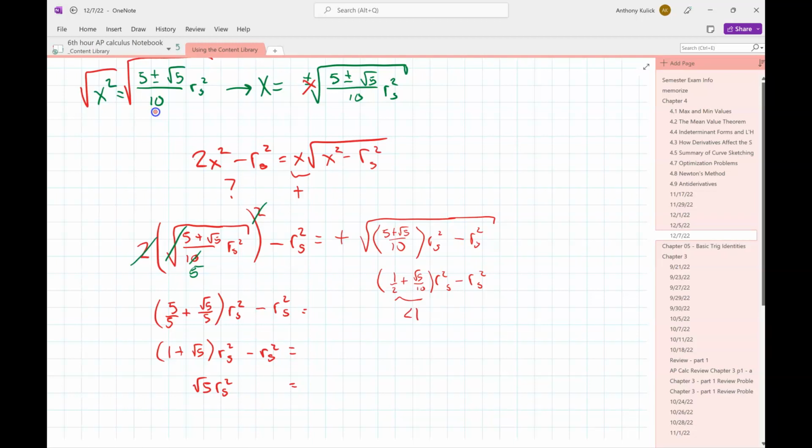Oh wait, no, yeah, 1 is not 0. Right? Because the square root of 5 is less than 5, right? 5/10 would be a half. So that's certainly less than a half. So what does that mean that this whole thing is? That piece is negative, and it's under the square root.